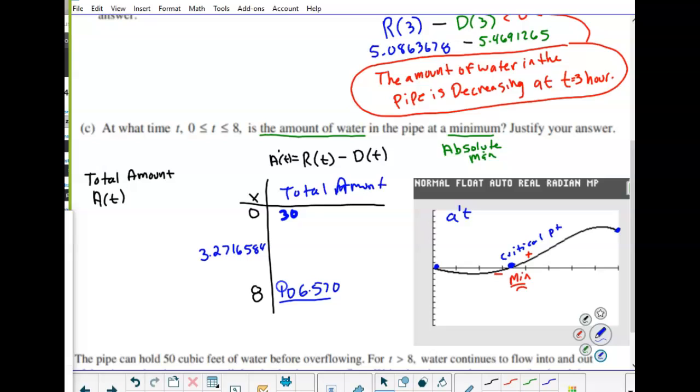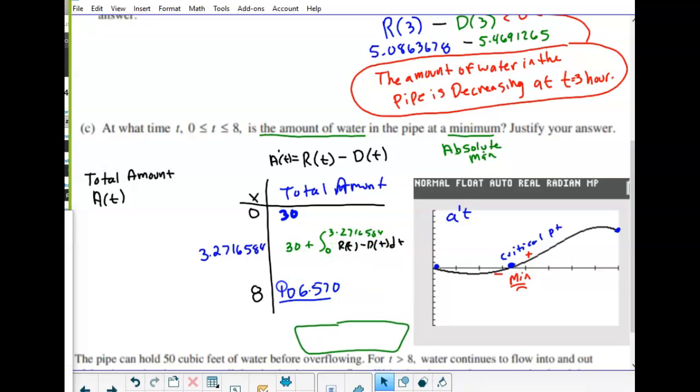So then the next piece is just, we have to figure out the total amount here. And how do we do that? We take the original 30 plus the integral from 0 to 3.271658 of R of t minus D of t. That should be not really bad. So I'll show you how I enter that into my calculator here.